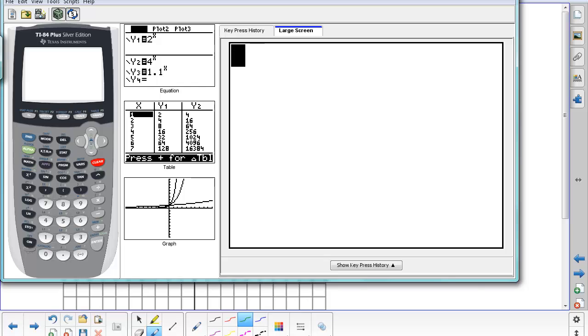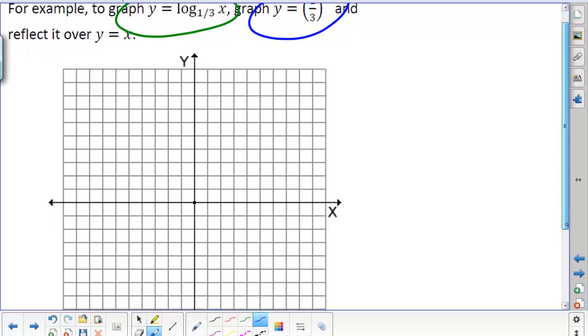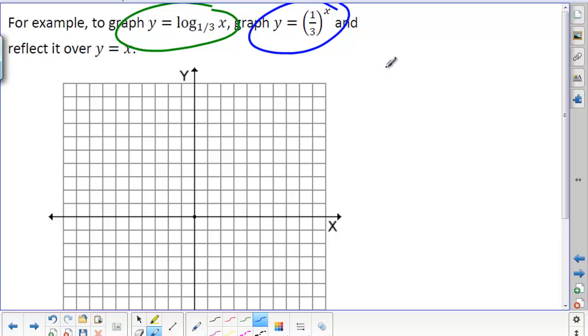So we'll talk more about that in just a minute, but that's why I'm not going to jump straight to the calculator right away. But if we want to graph log base 1/3 of x, we're going to start with the inverse function, y equals 1/3 to the x. Okay, so 1/3 to the x. Think about what that's going to look like. It's going to have that 0, 1. 1/3 to the first power is 1/3. 1/3 squared is 1/9. So you can imagine this thing flattens out.